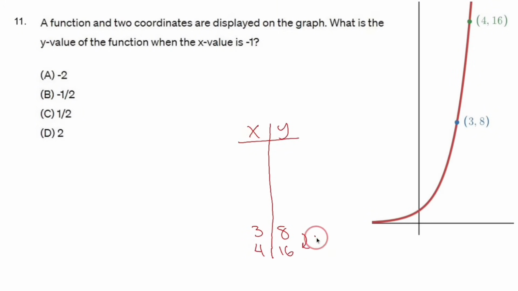It looks like going this way, you multiply by 2. So going backwards, you divide by 2. Makes sense. So you would be 2, 4, because 8 divided by 2 is 4. 1, 2, because 4 divided by 2 is 2. 0, 1, because 2 divided by 2 is 1. And here we are at -1. 1 divided by 2 is 1/2.